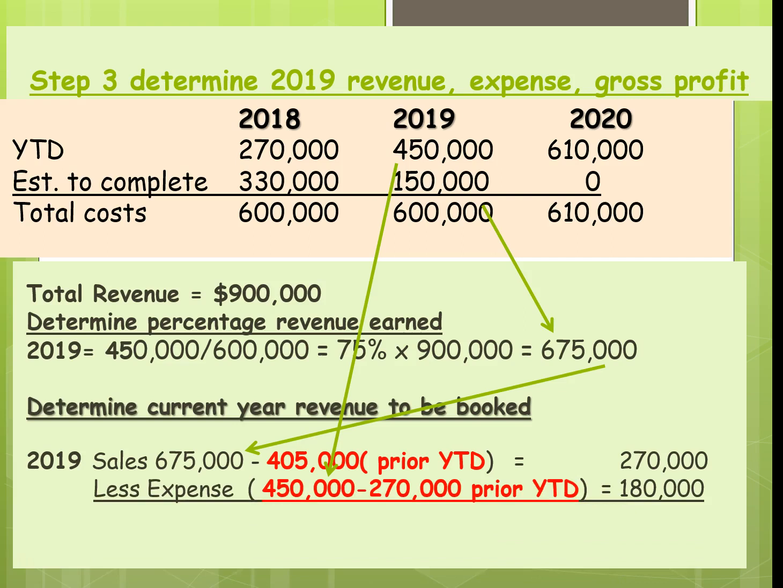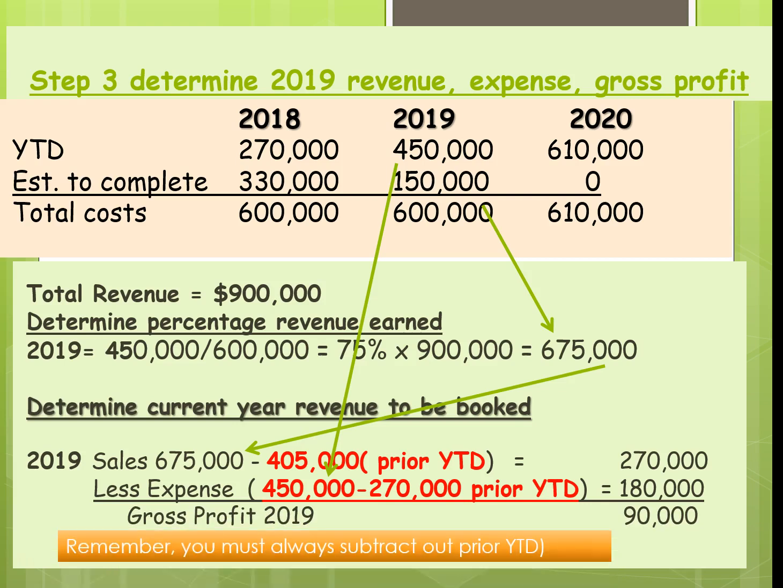And we had costs, which is the difference between the 270 and the 450, which gives us 180. And that tells us our gross profit for 2019 is 90,000. Remember, you must always subtract out prior year to date.